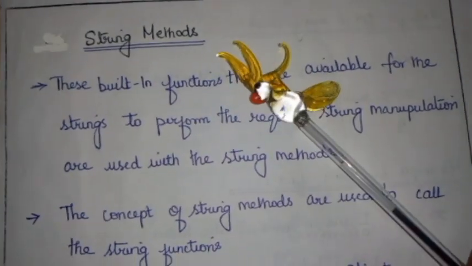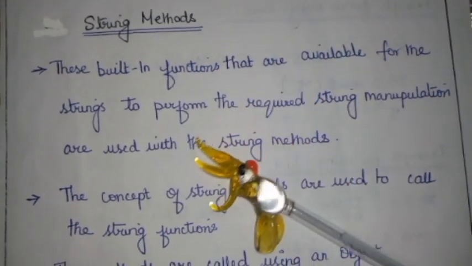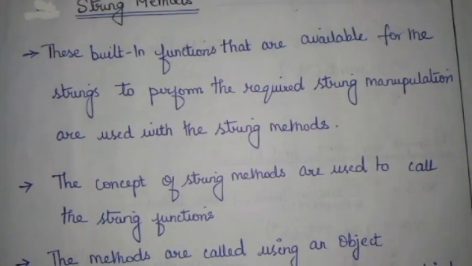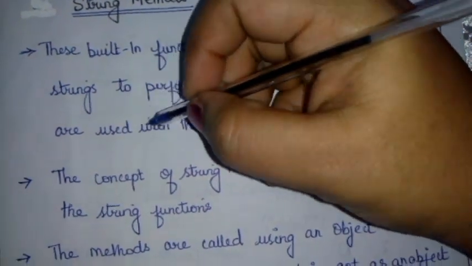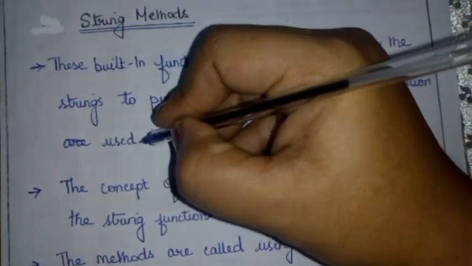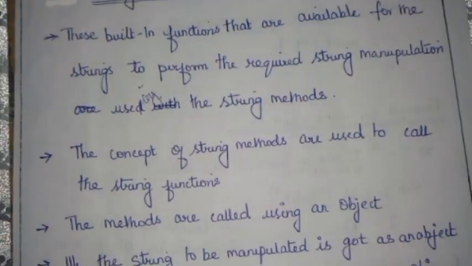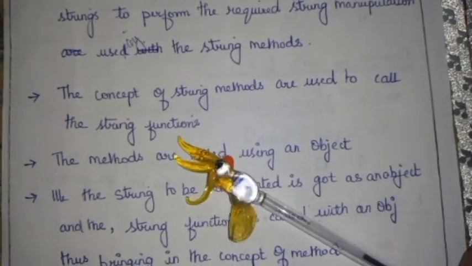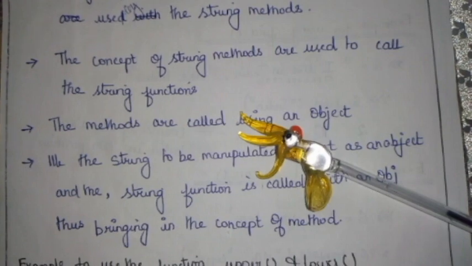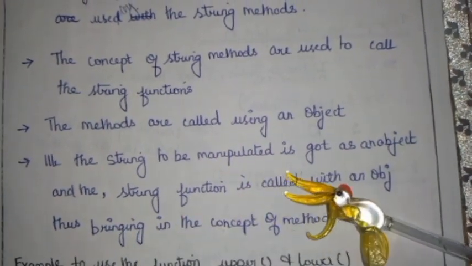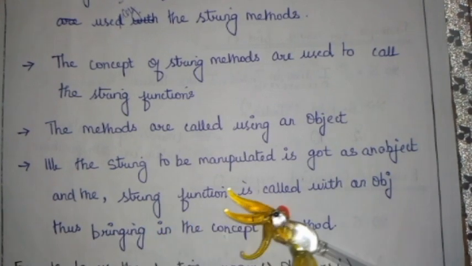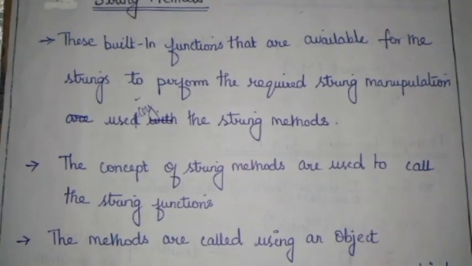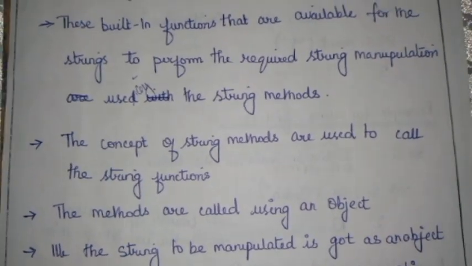Now the next topic is string method. These built-in functions are available for the string to perform the required string manipulations using this string method. The concept of string method is used to call a string function. Okay, with the help of this method we can call the string function. The methods are called using an object. Similarly, the string to be manipulated is taken as an object, and the string function is called with the object, thus bringing the concept of method. Okay, with the help of the method we are calling the function and we are manipulating the string.